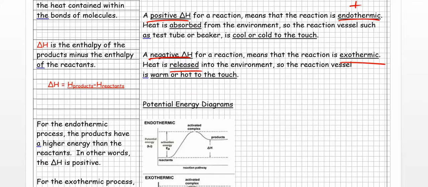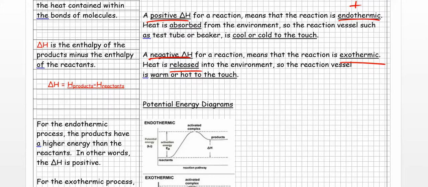Okay? By the way, delta H is the enthalpy of the products minus the enthalpy of the reactants. In other words, the heat contained in the bonds of the products minus the heat contained in the bonds of the reactants. It's always products minus reactants.